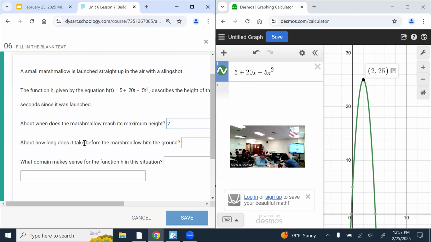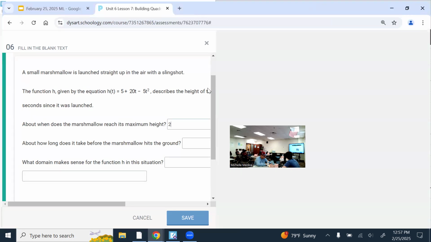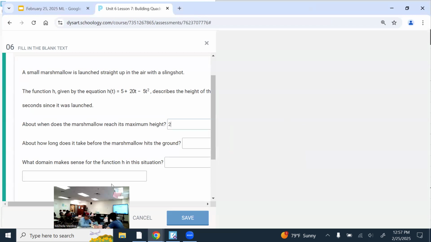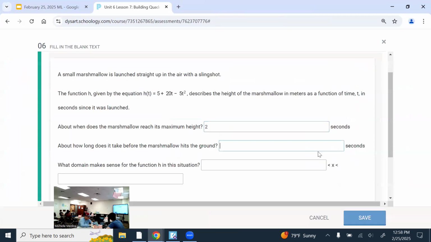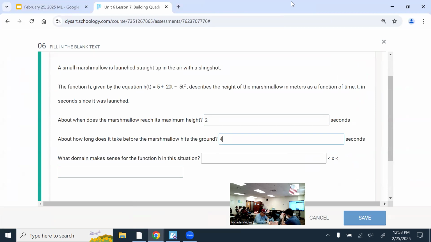Now about how long does it take before the marshmallow hits the ground? Where would the ground be in my diagram? The zeros. Notice I have two. Only one of them makes sense. Which one? The 4.2-ish one. Let me see if it tells me to round to something. It doesn't tell me what to round to. So I'm just going to put 4 for right now. But we'll see what it accepts. It didn't tell me to round to anything particular.